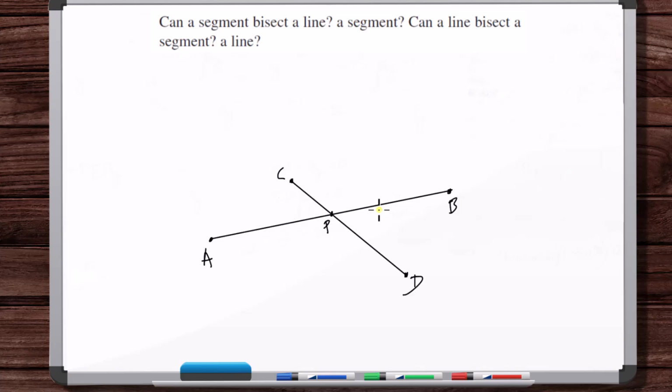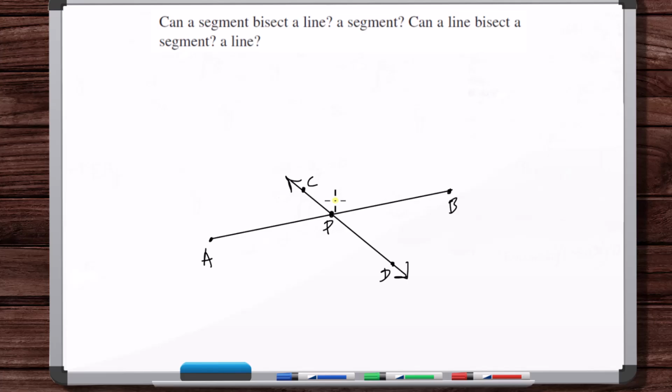Now, can a line bisect a segment? So what we can do there is think about, here's a line CD. Yes, a line can bisect a segment. Because it doesn't matter where the line intersects the segment. It's all about the question: is this segment cut in half here? And so if AP is equal to PB, then yeah, the line bisects the segment. Line CD bisects segment AB.